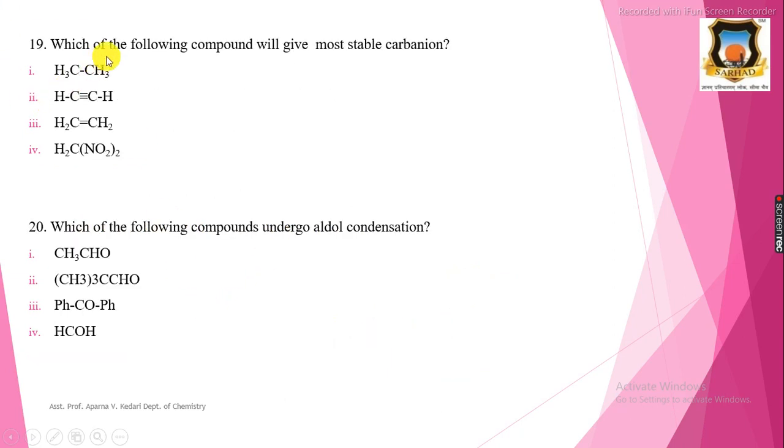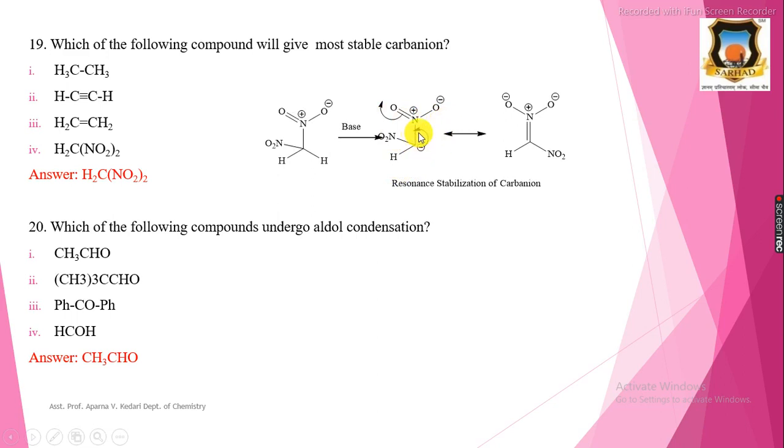The next question is, which of the following gives a more stable carbanion? And the first option is ethane, acetylene, ethylene, and then dinitromethane. Dinitromethane is the correct answer because these hydrogens, after abstraction, give this carbanion, and this carbanion is stabilized by resonance by these two nitro groups. Here is the second nitro group and this nitro group. This is resonance stabilization. Therefore the carbanion formed by dinitromethane is stable, and the correct answer is dinitromethane.